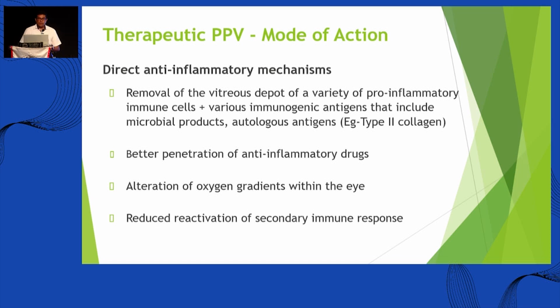So how does it work? The direct anti-inflammatory effect is of benefit, that has been proven. You remove the vitreous depot of the pro-inflammatory cells as well as the other immunogenic antigens. Then there is better penetration of the anti-inflammatory drugs that we are administering. The oxygenation of the retinal tissue is elevated because the vitreous is taken off, and there's evidence to show that there is reduced reactivation of the secondary immune response.